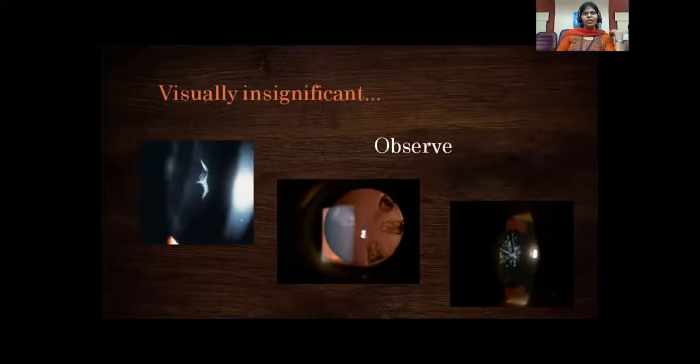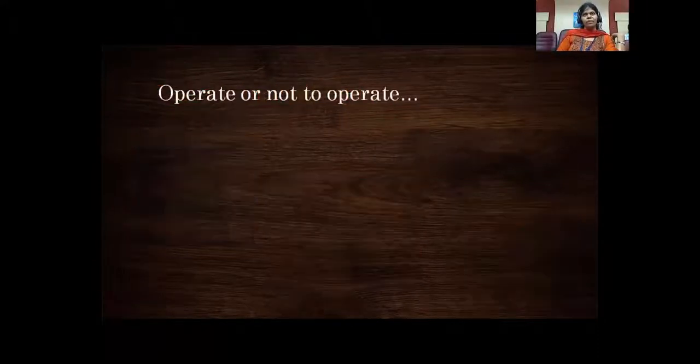So in children, there is a role for specifically no treatment in some of these situations. These cataracts are usually stationary. They do not progress. All we need to do is correct the associated possible refractive error, amblyopia, etc., but need not go ahead and manage the cataract specifically.